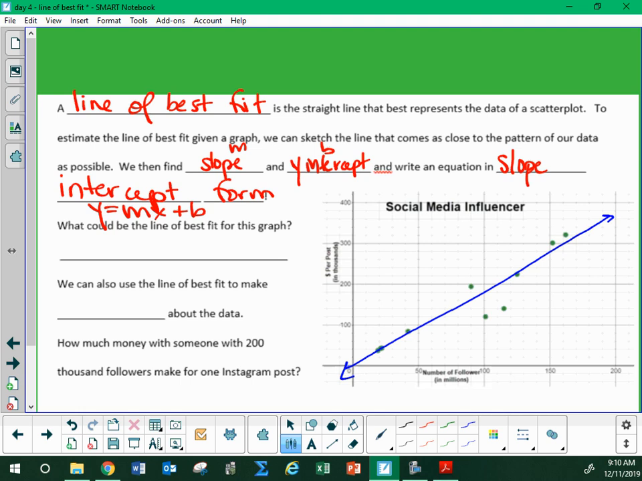So what could be the line of best fit for this graph? Well, remember, think back to y equals mx plus b. On the one that I've drawn here, what is my y-intercept? What's my y-intercept? 0. Yeah, it goes to the origin, right? So I have for this one that my y-intercept is 0. Now to find my slope, I'd have to do rise over run. And so I see that I went through a couple different points here. And so I could use any of those.